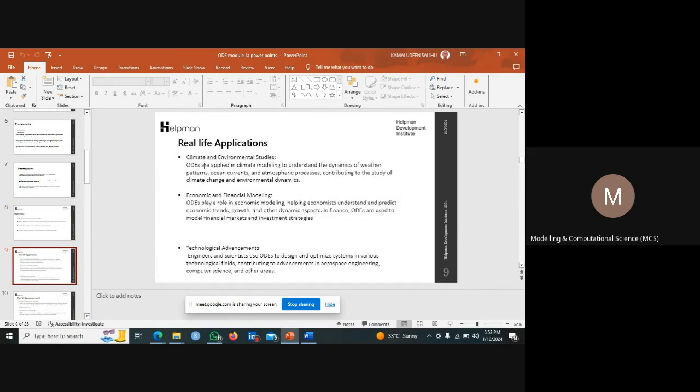Now, real life applications of ordinary differential equations. Things have been happening around us, and when we look at it very well, at what is happening around the globe, it is hard not to see that you can apply differential equations in it. The number one bullet we have here is climate and environmental studies. ODEs are applied in climate modeling to understand the dynamics of weather patterns.